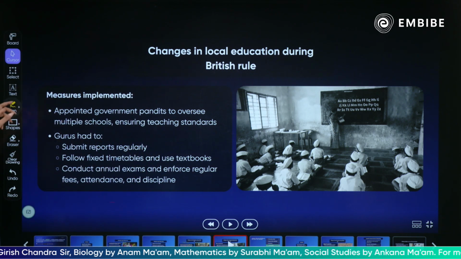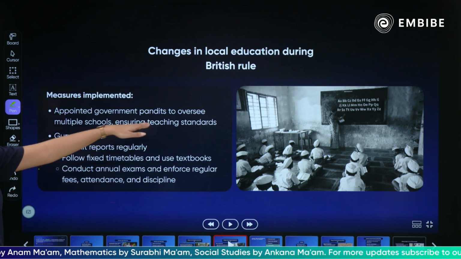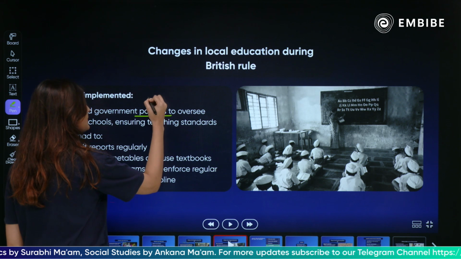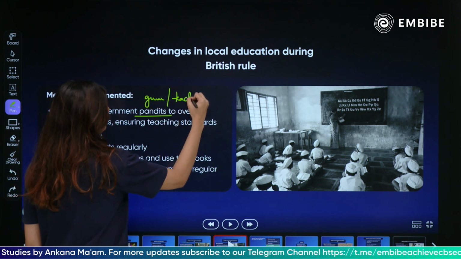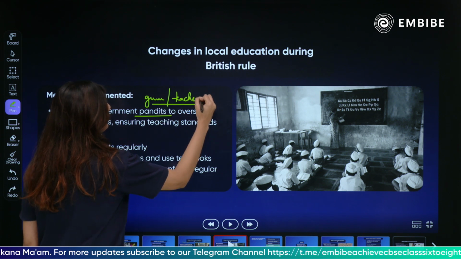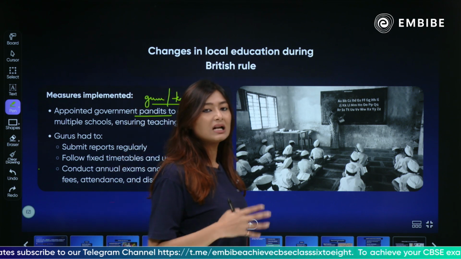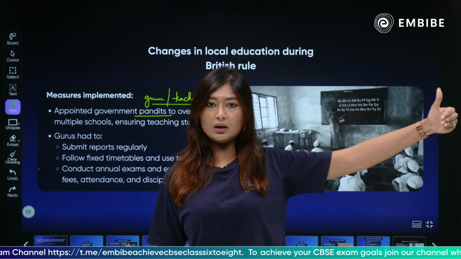First of all, they appointed government pundits to oversee multiple schools, ensuring the teaching standards. Now, when you see the pandit word over here, we are basically referring to a guru only, or basically the teachers back at that time. तो हमें अच्छे से पता होगा कि पहले गुरुकुल system था, और the Brahmins, because of the caste system, were basically the teachers. They would receive the education and they would teach the other people.